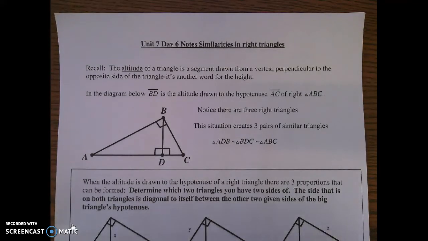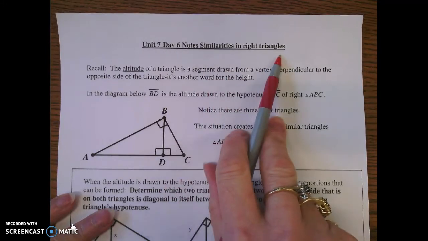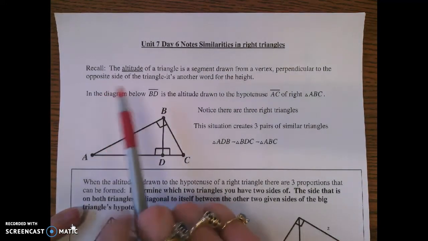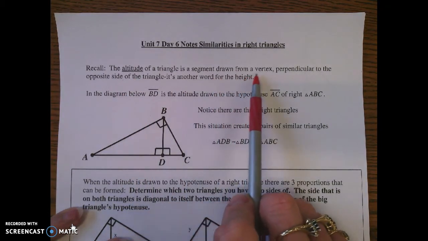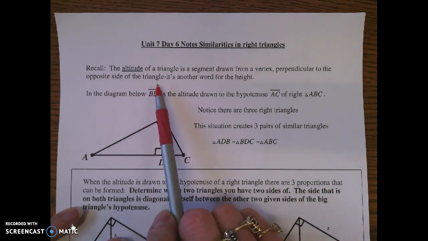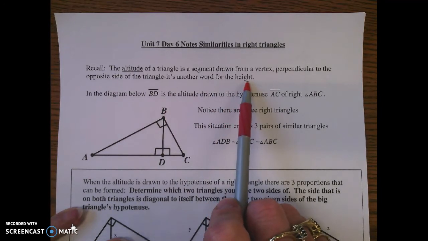Hi everyone! Today we're doing Unit 7, Day 6 notes, similarities in right triangles. Okay, so recall, the altitude of a triangle is a segment drawn from a vertex perpendicular to the opposite side of the triangle. It's another word for height.